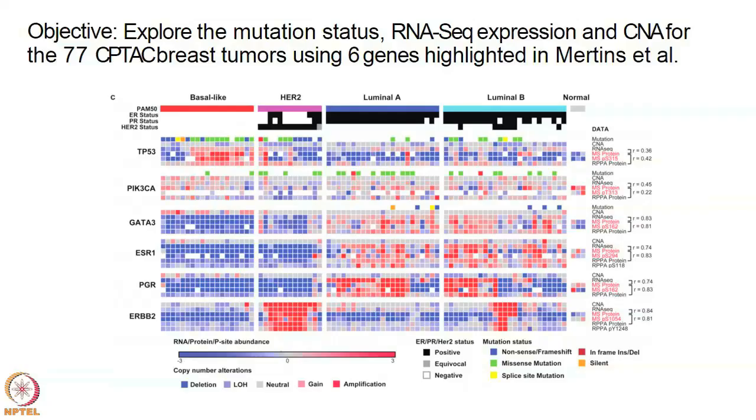Okay, so for this hands-on, the objective is really, so this is figure 1B from the Mertins et al. paper. What we wanted to do was to have you explore a lot of this genomics data that was used in this paper using a publicly available website, cBioPortal. Has anyone used cBioPortal before? Okay, great. So hopefully you'll enjoy it.